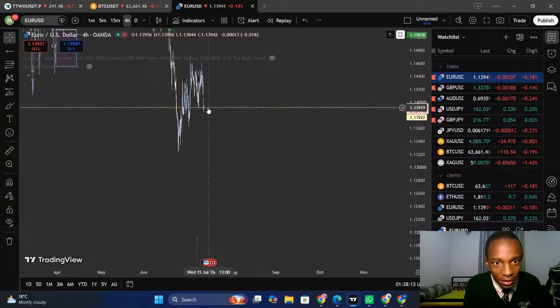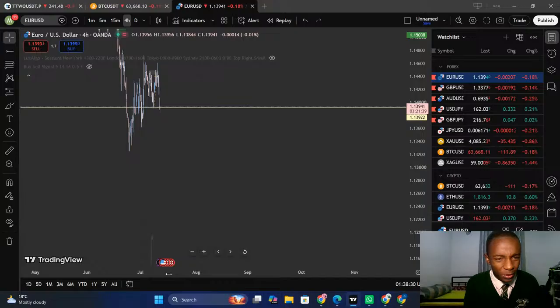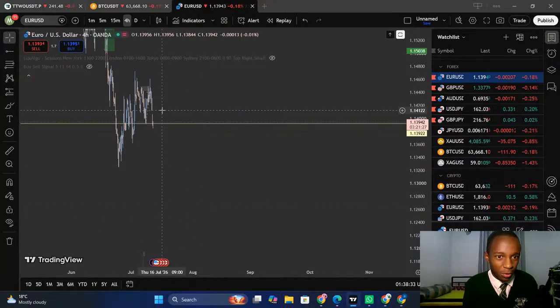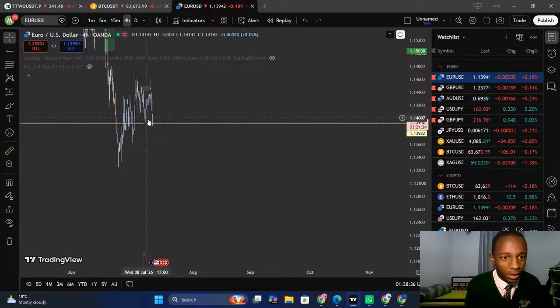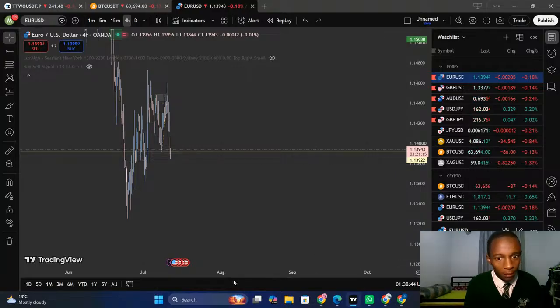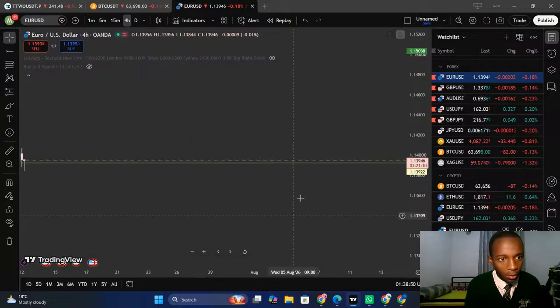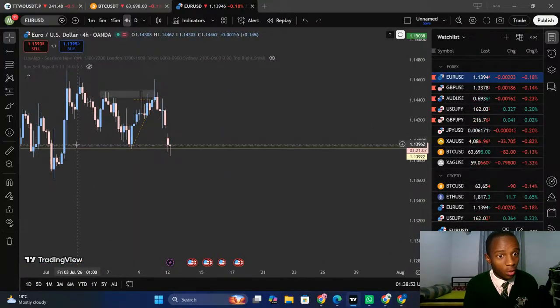As you can see, we broke below, took some liquidity, then went above, forming kind of a double top. The market is so random, so I'm just speaking of what I'm seeing. Then we respected this zone here. Do we have a liquidity zone? Let me look. No, we don't. Yes, we do have.